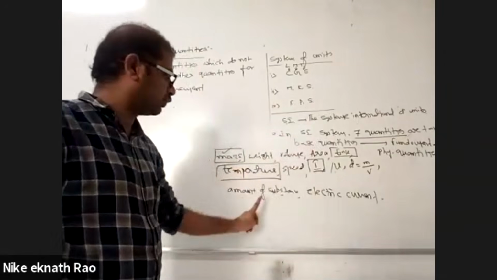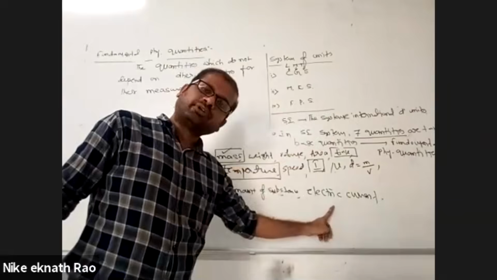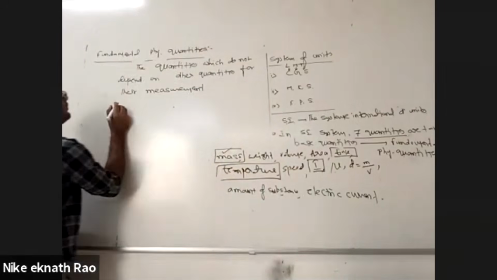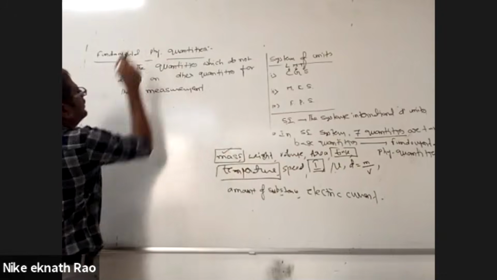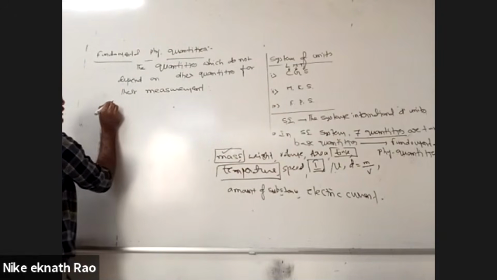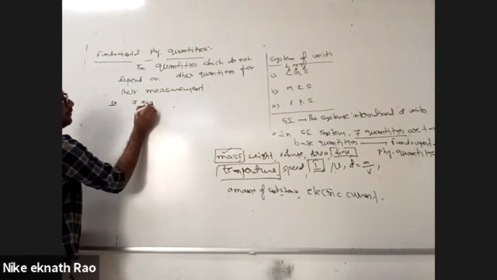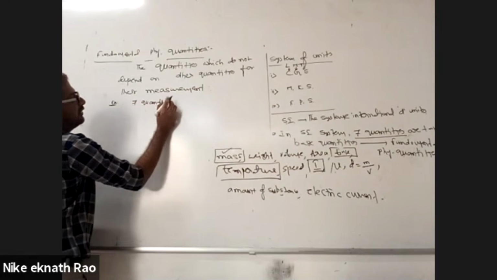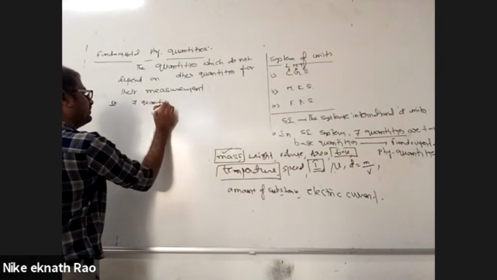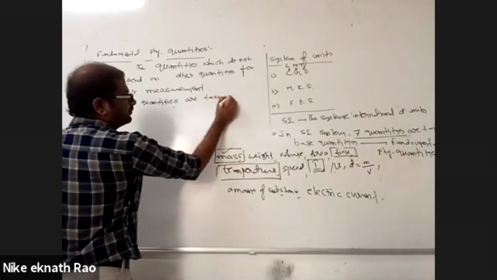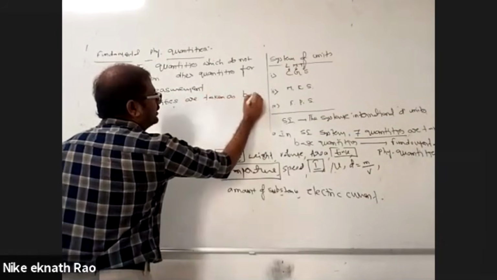Already I have marked here. I wrote 2 more also: amount of substance, electric current. Everyone should know these quantities. Their measurement, they are called fundamental physical quantities. How many are there? 7 fundamental physical quantities. These 7 quantities are taken as base quantities.